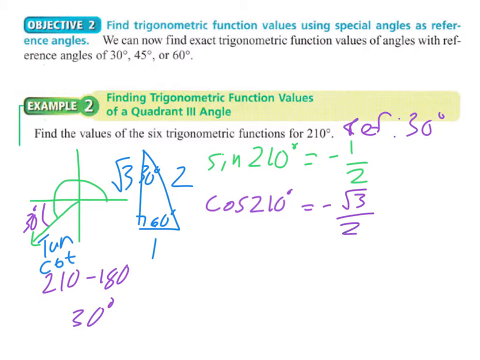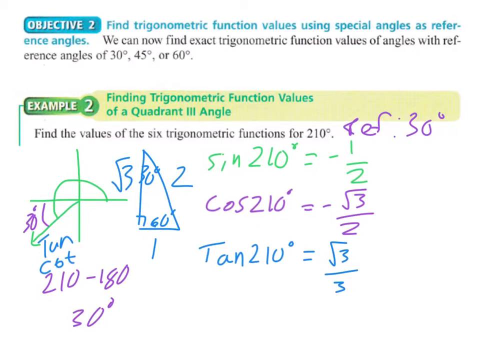My tangent, again, would be positive because we're in the third quadrant. Reference angle is the 30 degree angle. Tangent is opposite over adjacent, so 1 over the square root of 3. Of course, we can't leave it like that. We would rationalize it and get the square root of 3 over 3.